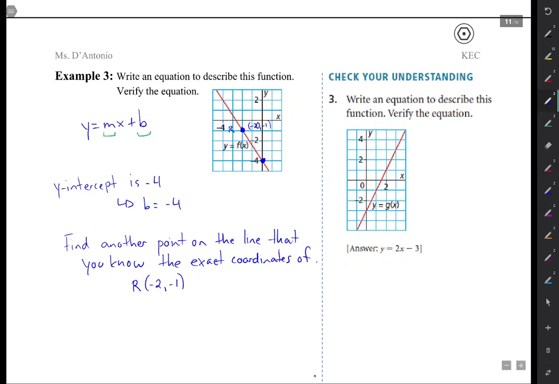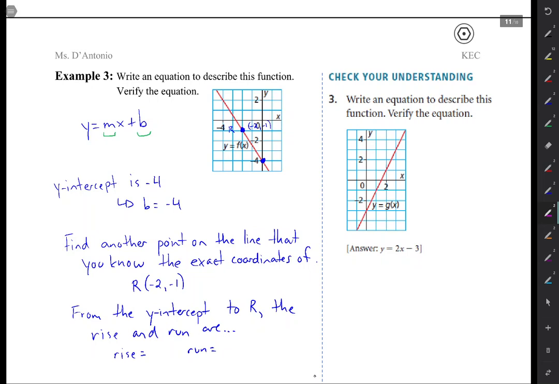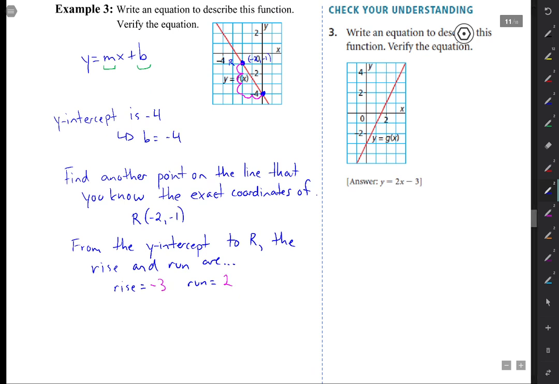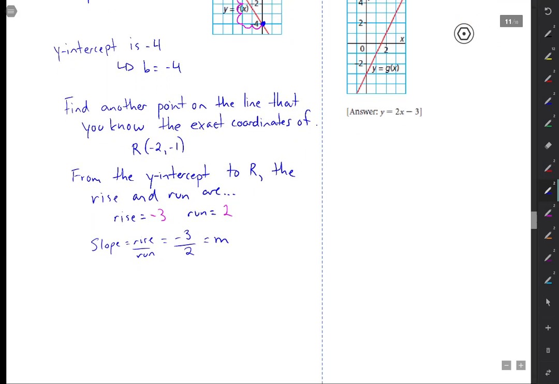So now you're going to determine the rise and run between point R and the y-intercept. So if we start at point R, let's see what the rise is. So we're going in the negative direction, so it'll be 1, 2, 3. So rise is -3. And then the run is going to be 1, 2 in the positive direction. So the run is 2. Therefore, the slope, which is equal to rise over run, is going to be -3 over 2, which is the m value we're looking for.